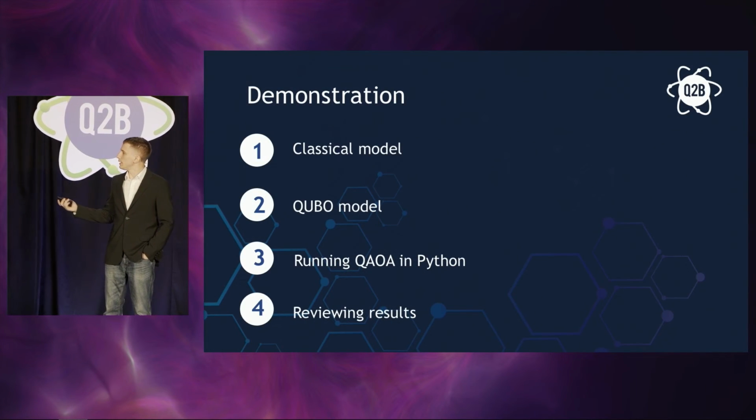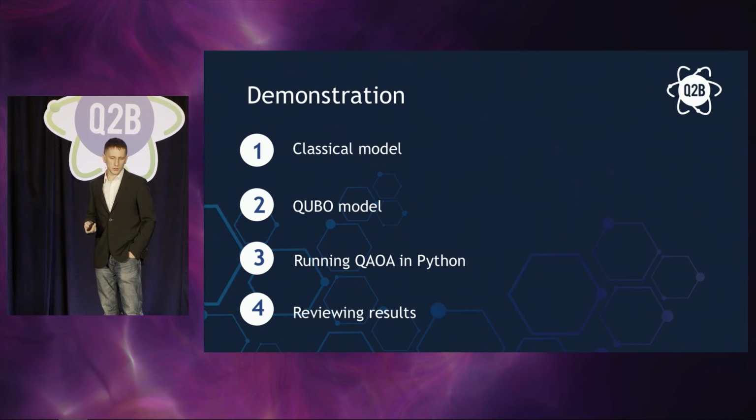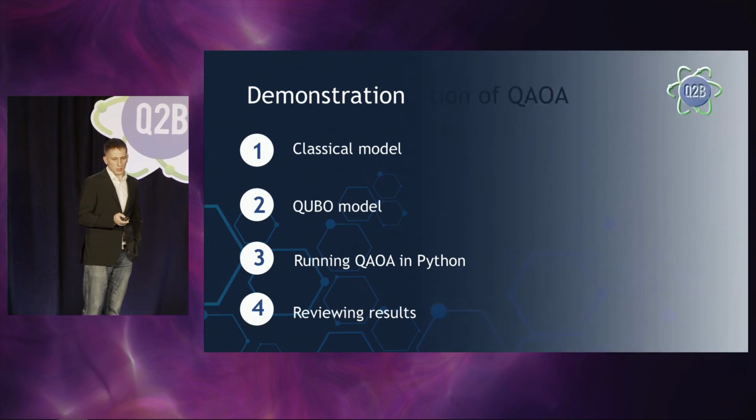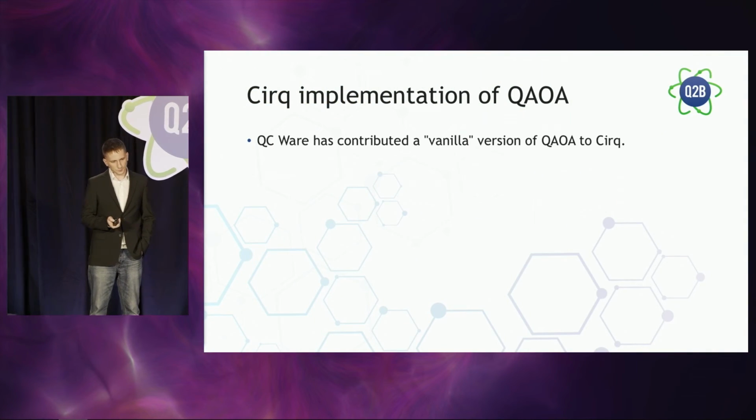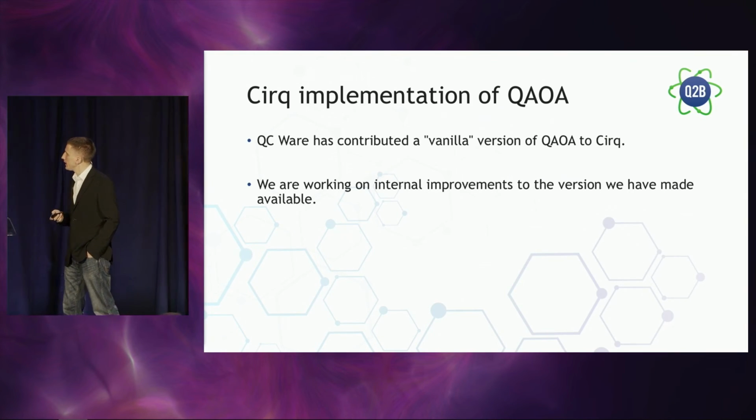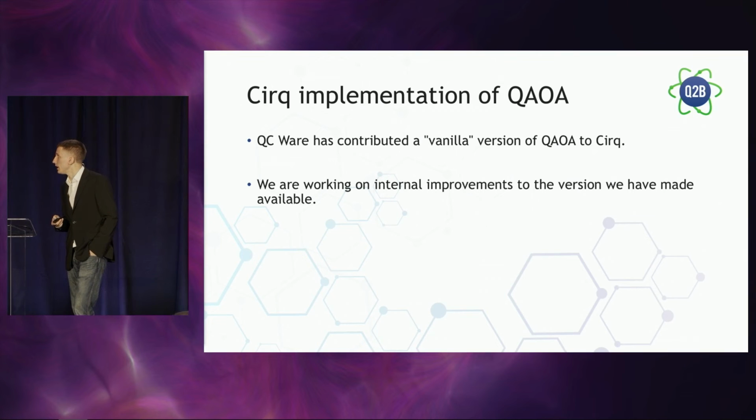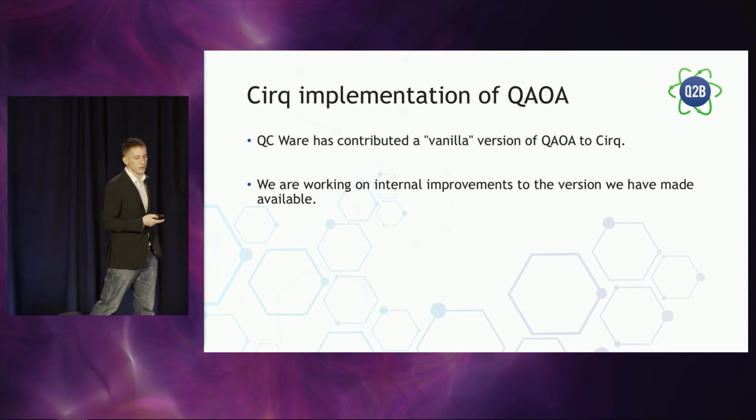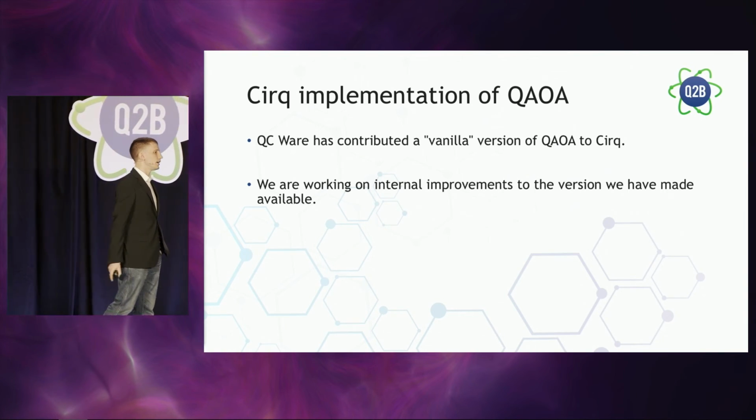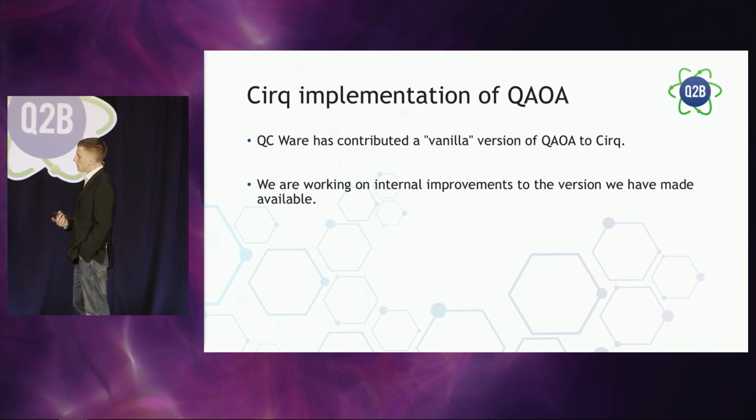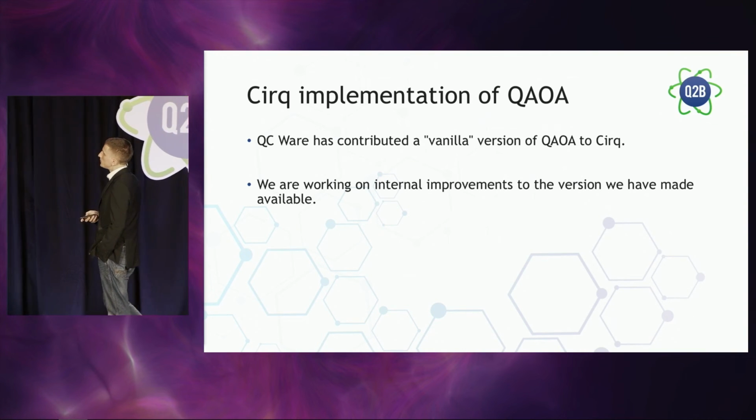All right, so that's the demo, the implementation of the QAOA that I wanted to show you. I hope that allows you to understand a bit better how the QAOA is implemented, how it works. So one last note. QC Ware has made a Cirq implementation of QAOA, so it contributed a vanilla version of QAOA, and it's in the Cirq GitHub repo if anyone wants to check it. And we are also working internally on improving this QAOA algorithm inside the platform so it can run better and faster. So just a side note.